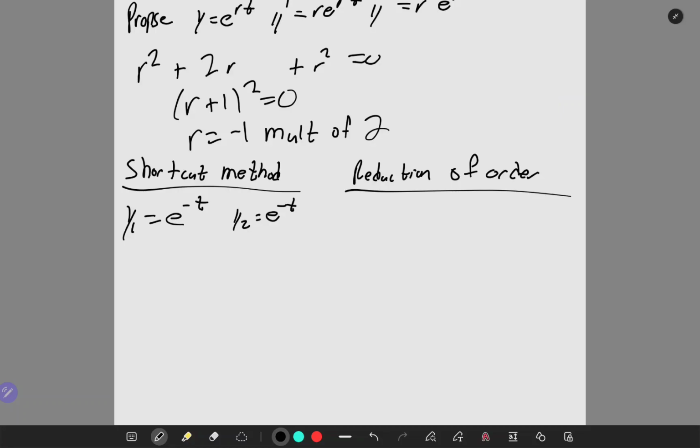But in this case, when we write it, we're going to write it like this. Sorry, that's Y1. We're going to add a t onto one of them. Doesn't matter which one, just a t has to be added onto one of them. And that's the shortcut method. So then you can write your general solution. You just add a t onto one of them when you have repeated roots. But reduction of order will show us where that t comes from.